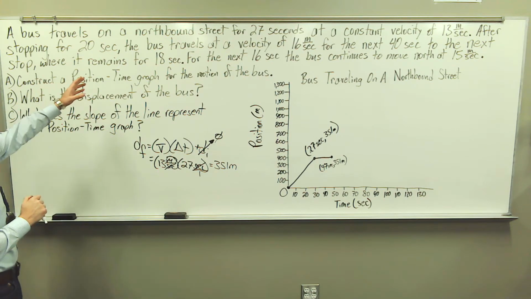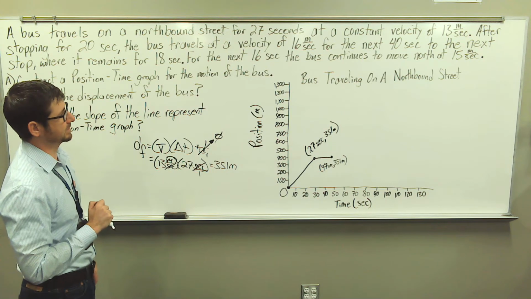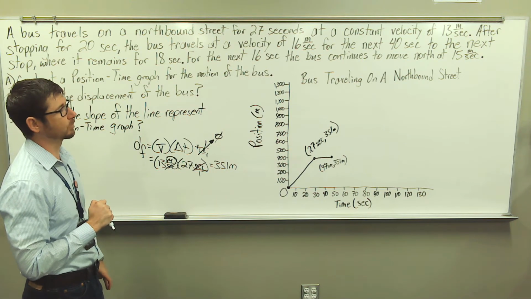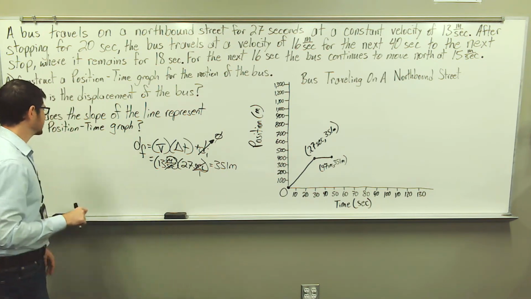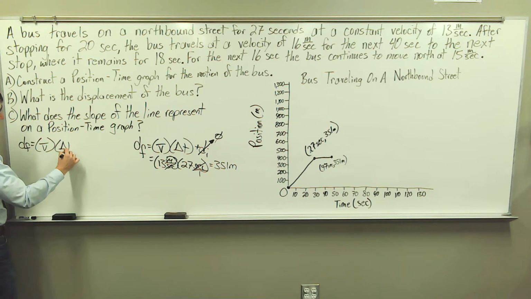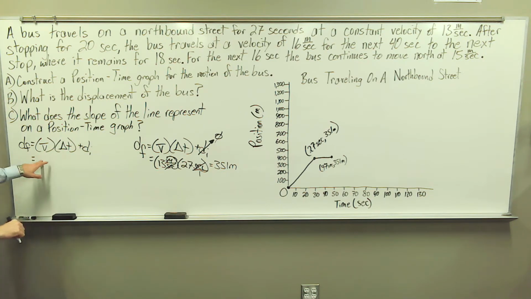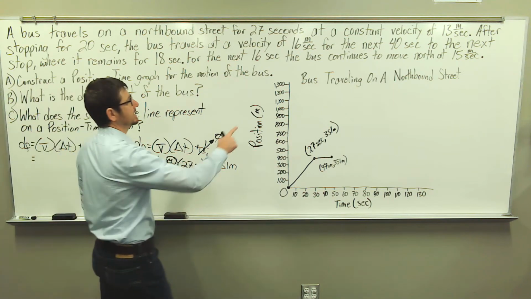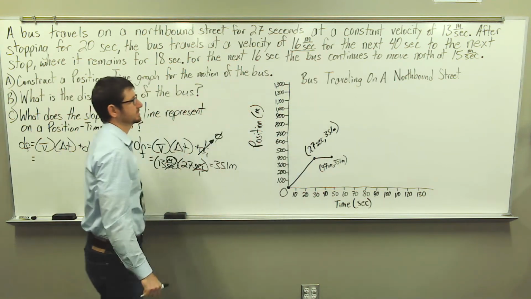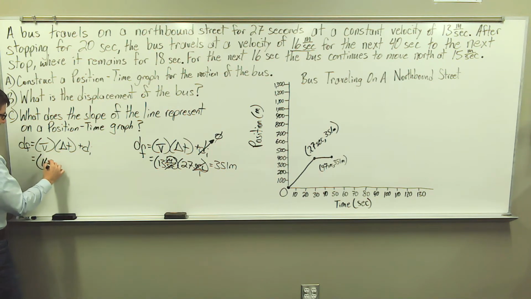After stopping for 20 seconds, the bus travels at a velocity of 16 meters per second for the next 40 seconds. So once again, we're going to use our equation: d sub f is equal to v bar times delta t plus d sub i. Our constant velocity this time is 16 meters per second, and we're traveling at 16 meters per second for 40 seconds.